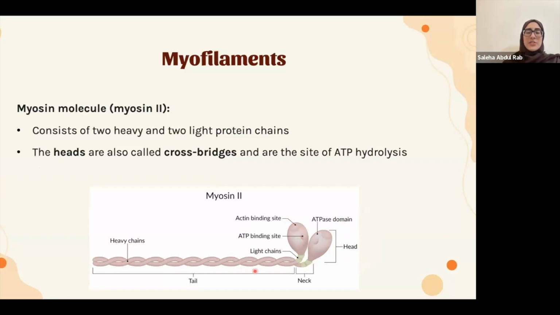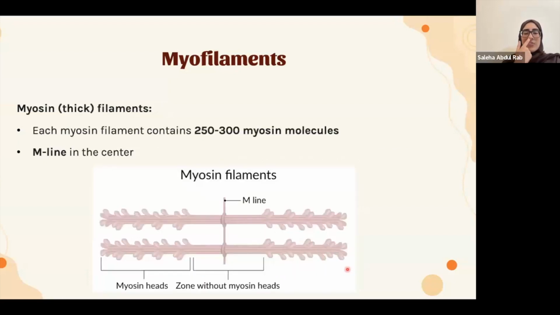So now just keep this shape in mind. There's this long tail with 2 head-looking thingies, okay? Now this is how a filament looks. Each myosin filament contains 250 to 300 myosin molecules. Every resource that I checked was different, honestly. The lecture says 300, AMBOSS says around 250, other things said around 270. So let's just go with 250 to 300, okay? And this M line is in the center. Remember how we looked at that earlier?